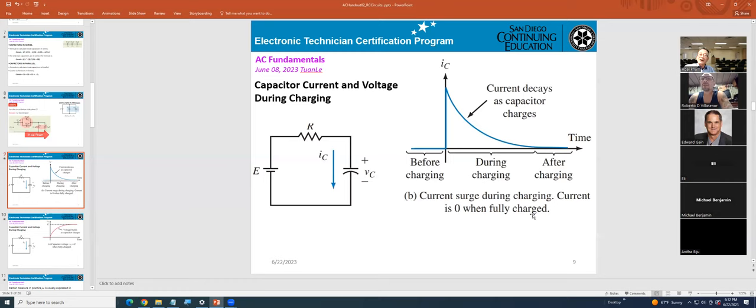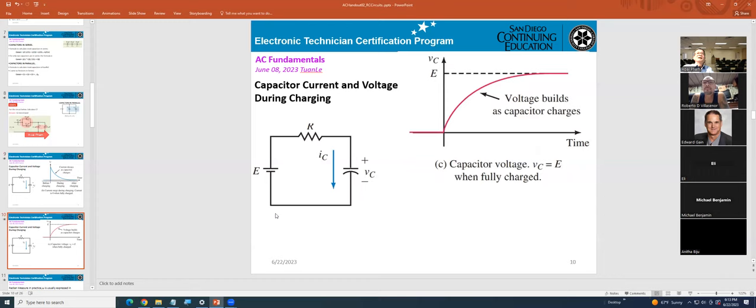Again, I want to emphasize to you, in this picture here, you can see the current goes through the resistor R and keeps charging the capacitor. When the capacitor gets full charge, that means if you get 5 volts on this side and the VC is also 5 volts, the current flow here will be zero, okay? That is the current. The capacitor voltage will be the opposite. Capacitor current voltage. This is the capacitor charging. We already see that.